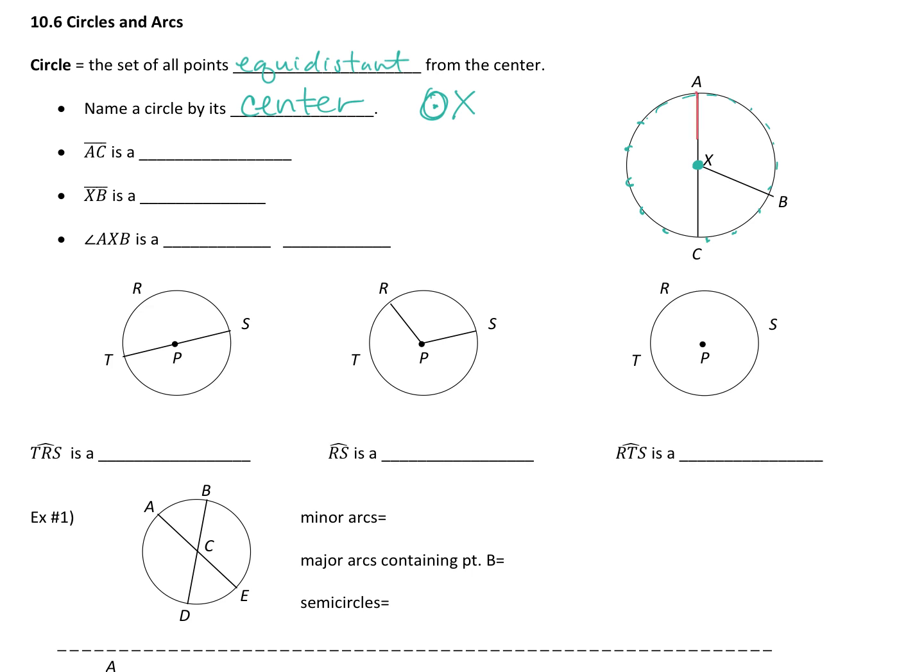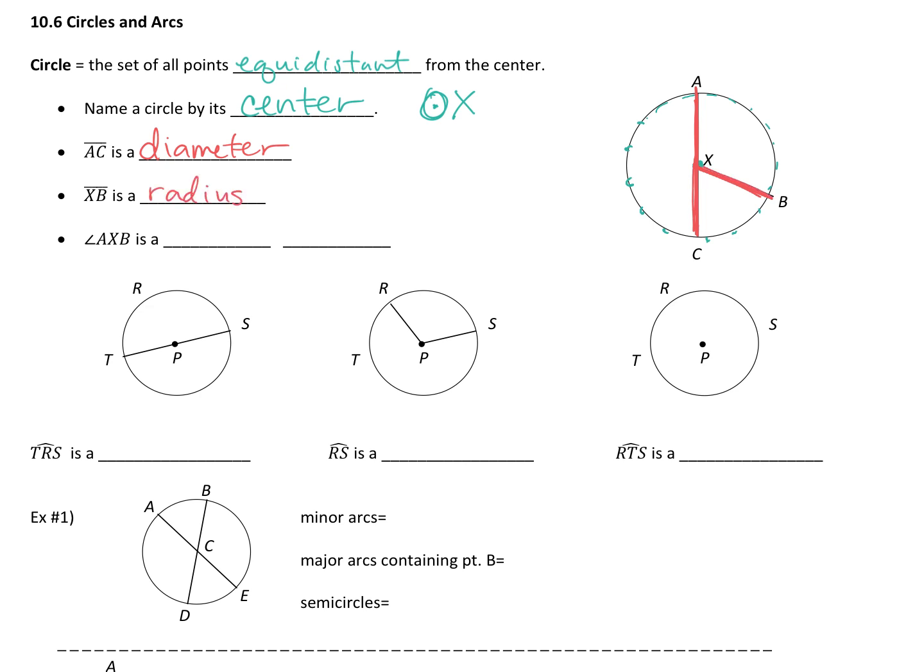AC, this length right here, is called a what? Segment. It is a segment. More specific to a circle? Diameter. If it cuts all the way across the circle, okay, that is a diameter. XB, this length here, is a radius.